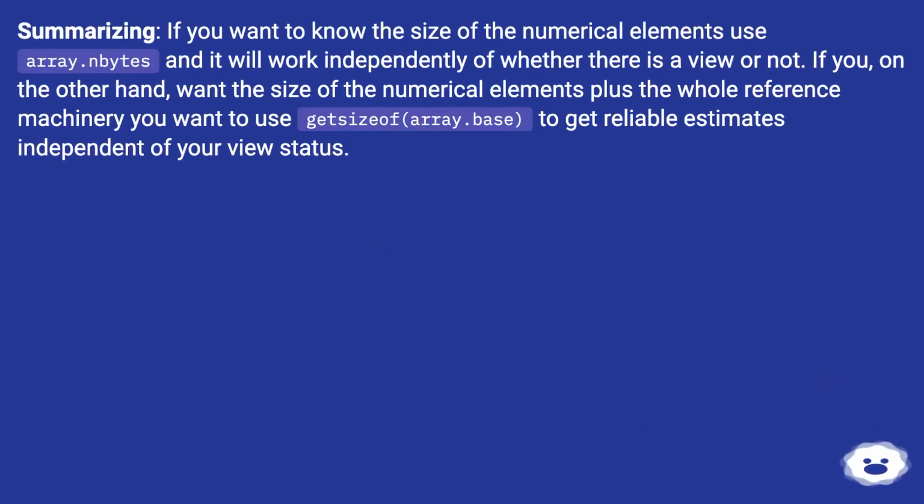Summarizing. If you want to know the size of the numerical elements, use array.nbytes and it will work independently of whether there is a view or not. If you, on the other hand, want the size of the numerical elements plus the whole reference machinery, you want to use getsizeof(array.base) to get reliable estimates independent of your view status.